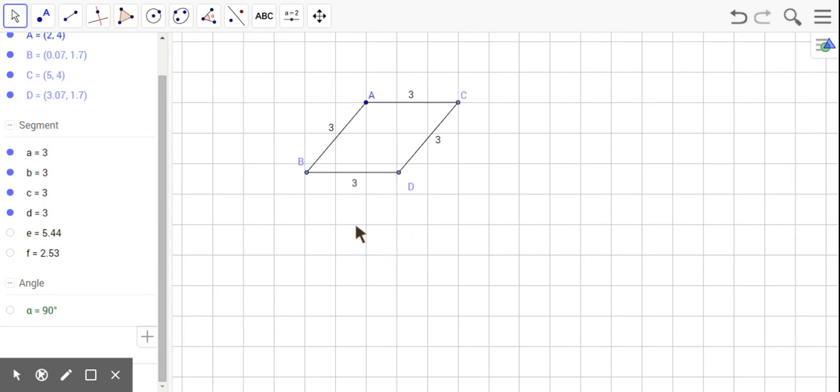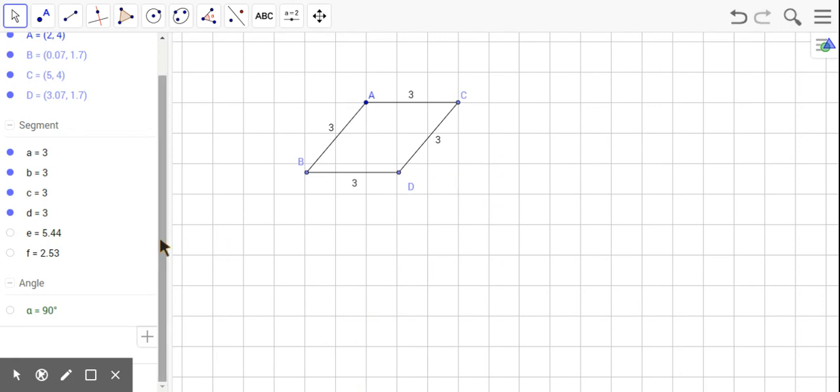Okay. What I was hoping you would notice is that all these sides here are 3. All the sides are equal. If their lengths are equal, that means that they are congruent. And that's what makes it a special parallelogram and makes it a rhombus. A rhombus has all sides congruent. So all the sides in a rhombus are going to be the same length.